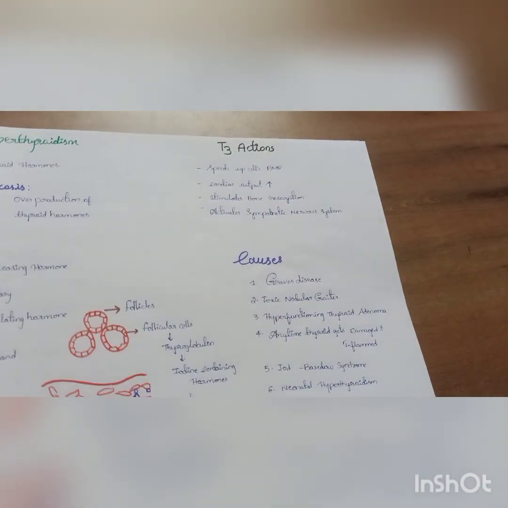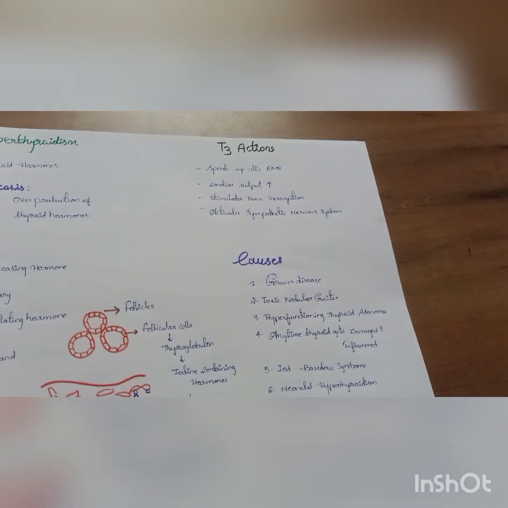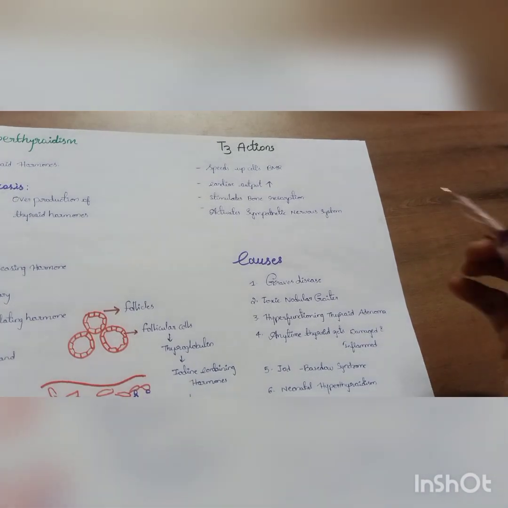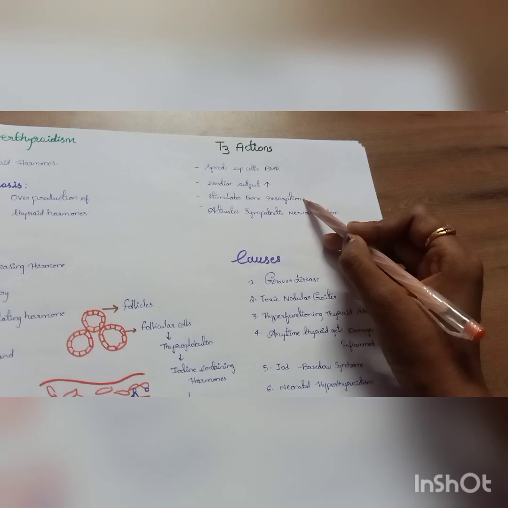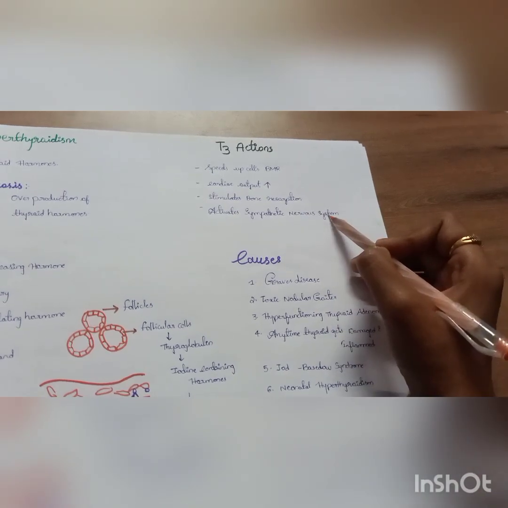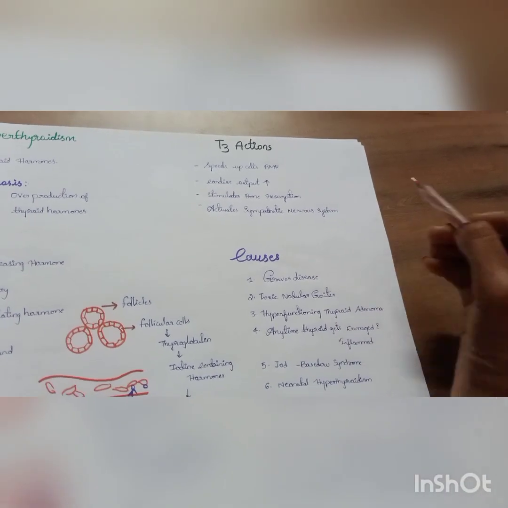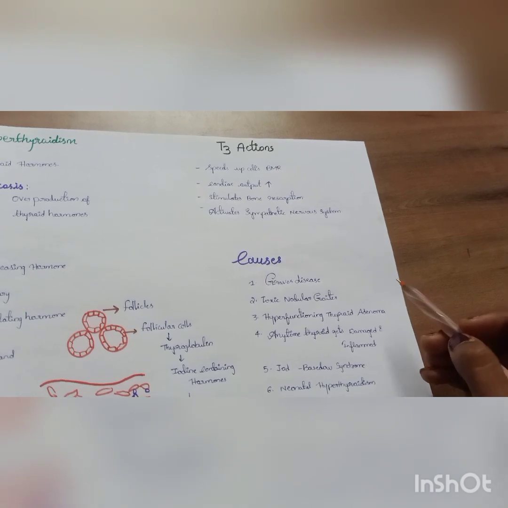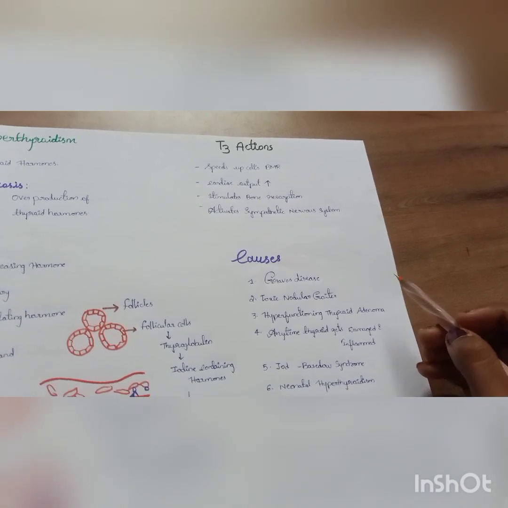So coming to the actions of T3. It speeds up the cell's BMR, and it increases the cardiac output and stimulates the bone resorption and activates the sympathetic nervous system. So what are the causes of hyperthyroidism?